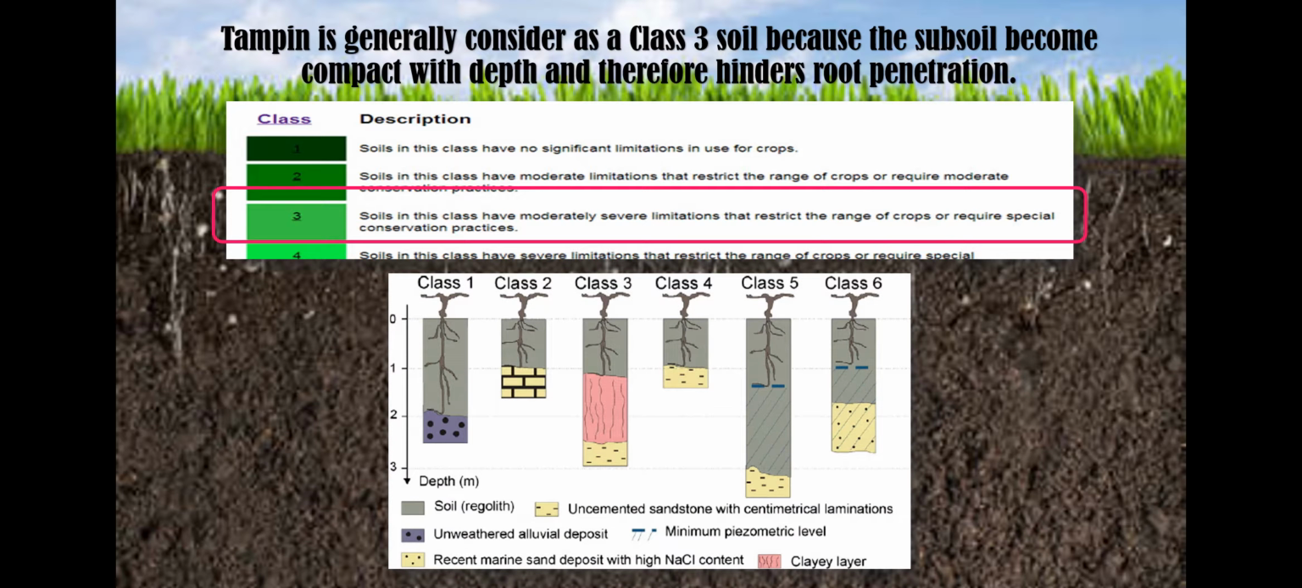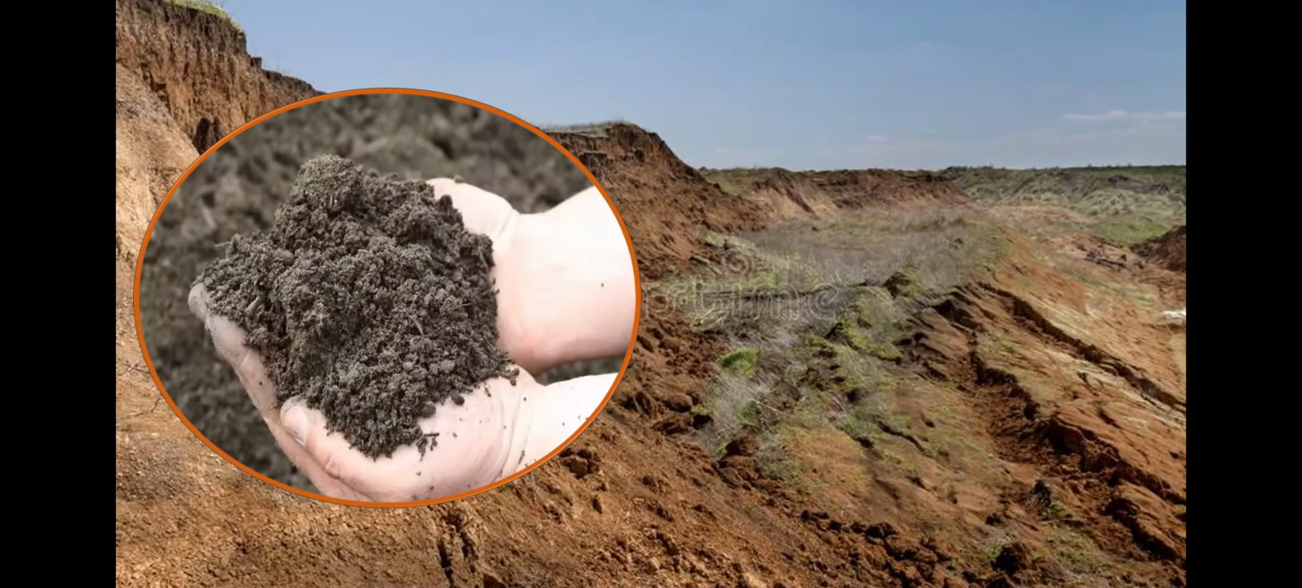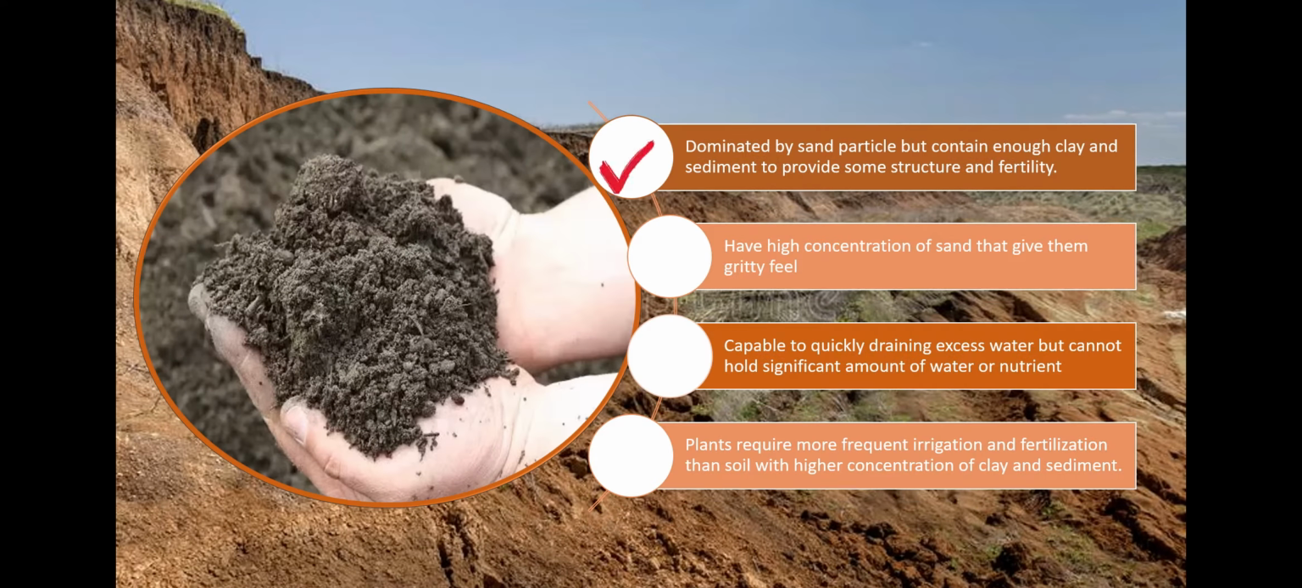So this is the picture for the third class, which has soil, uncemented sandstone with symmetrical laminations and a clay layer. First, let's take a look at sandy clay loam. Sandy clay loams are dominated by sand particles but contain enough clay and sediment to provide some structure and fertility. They have a high concentration of sand that gives them a gritty feel, capable of quickly draining excess water but cannot hold a significant amount of water or nutrients. Plants require more frequent irrigation and fertilization than soil with higher concentrations of clay and sediment.